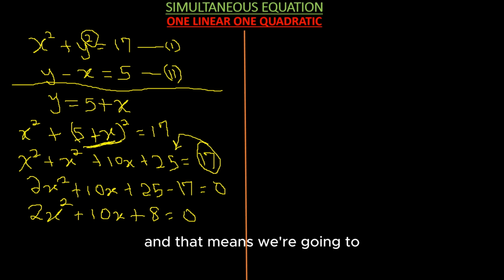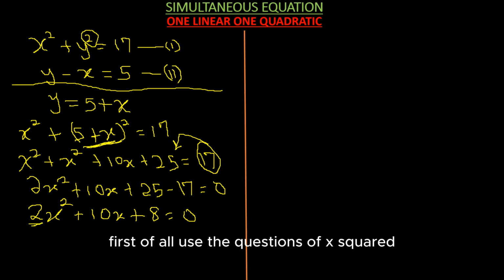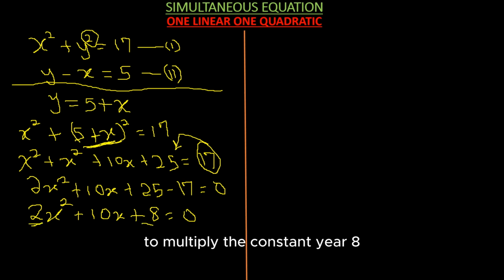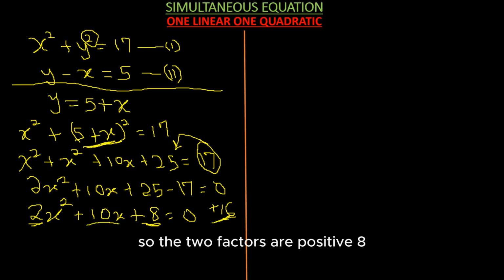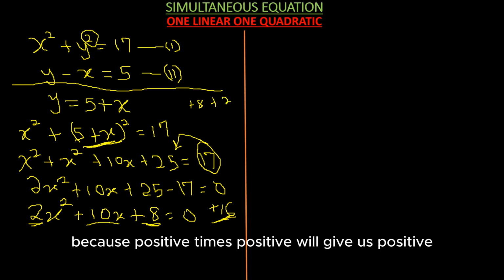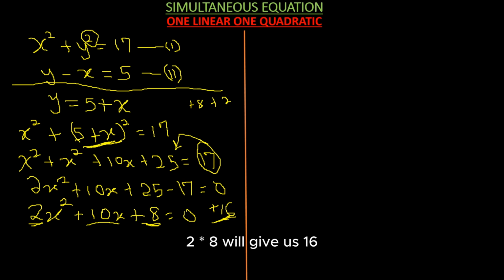Now this is a standard quadratic equation, so we're going to solve it using the factorization method. First of all, we use the coefficient of x squared to multiply the constant 8. That's 2 times 8, which gives us positive 16. We look for two factors whose product is 16 and whose sum is 10. The two factors are positive 8 and positive 2, because 2 times 8 gives us 16, then 8 plus 2 gives us 10.